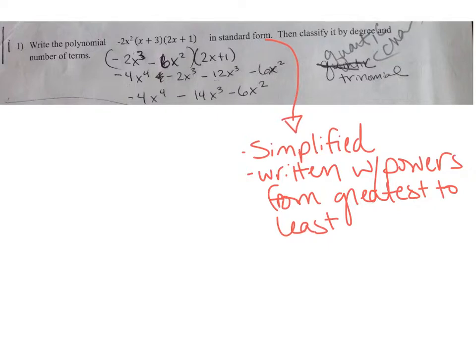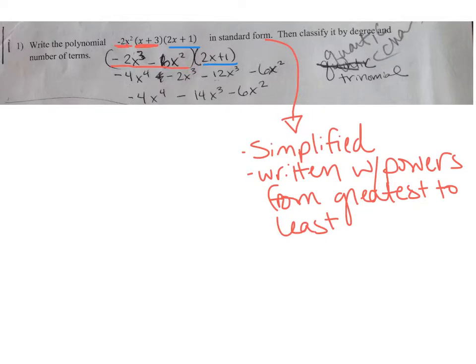The first thing that I did was multiply. Remember, you can only simplify two things together at a time. So I multiplied that negative 2x squared into the x plus 3, which is where this negative 2x cubed plus 6x squared came from. And then I just brought down that 2x plus 1. Then I need to multiply these two terms together.